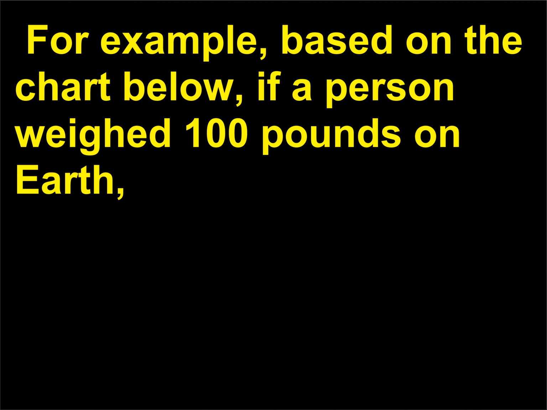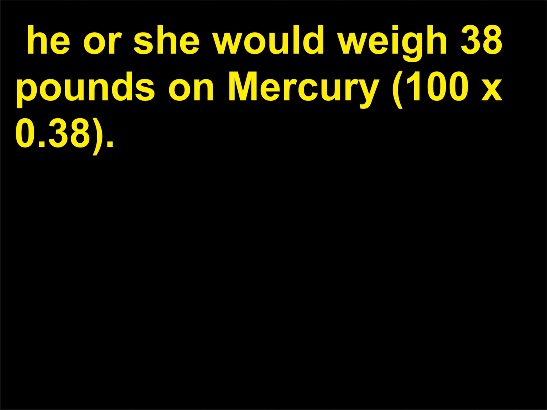For example, based on the chart below, if a person weighed 100 pounds on Earth, he or she would weigh 38 pounds on Mercury, 100 x 0.38.